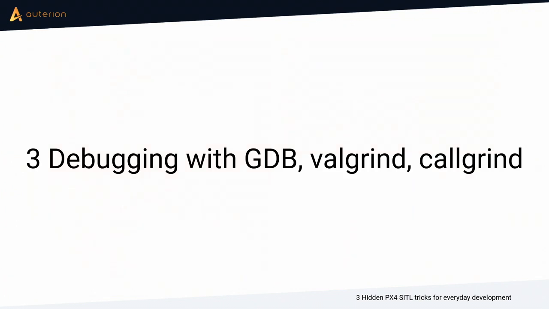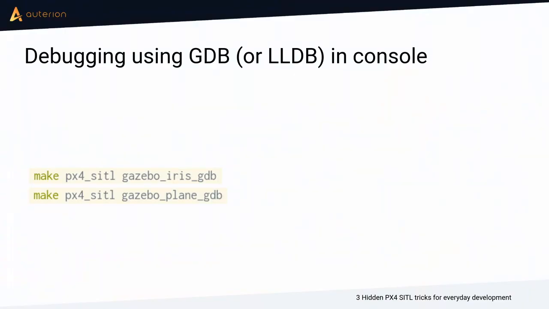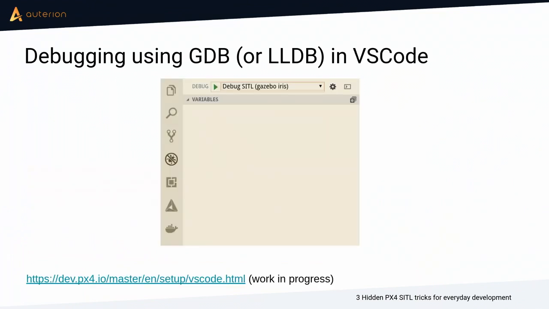Third one, debugging with GDB, valgrind, and callgrind. I'm not going to cover how to do GDB, valgrind, or callgrind. I'm just going to quickly say how that's actually quite easily doable with PX4. All you have to do is make underscore the model, so iris or plane, and gdb. That's as easy as it is. And thanks to Daniel's recent work with VS Code, it's even possible out of VS Code.